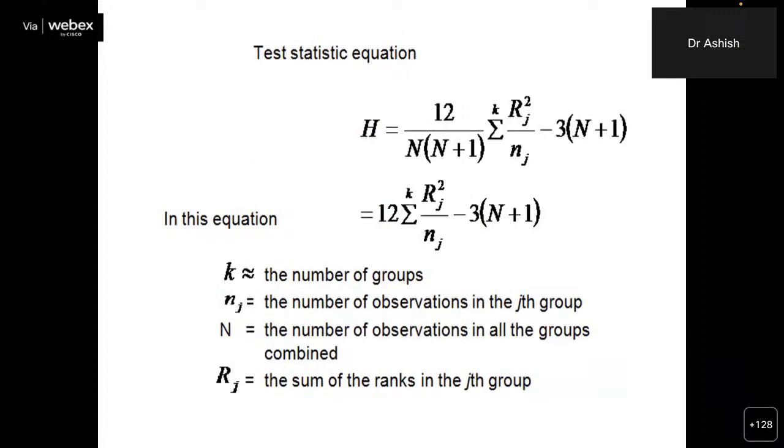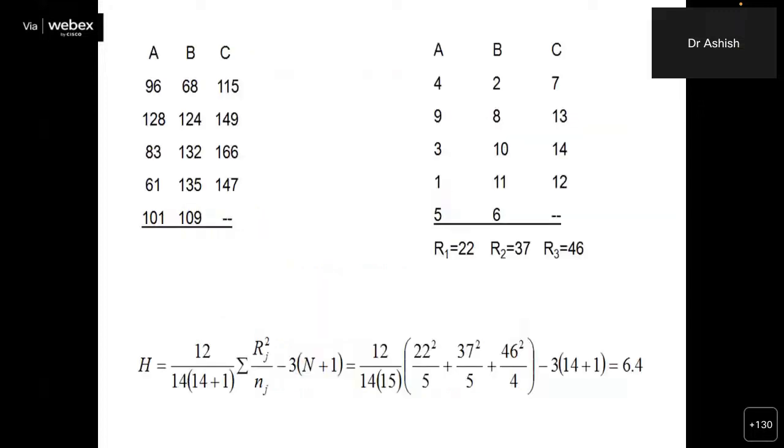Okay, it's just like the chi-square table and the T table, we have the Kruskal-Wallis H table. So at the Kruskal-Wallis H table, at alpha 5% and the degree of freedom which is n minus 1, that is 13 in this case, we would be finding the H tabulated value. Okay, and the H calculated value.